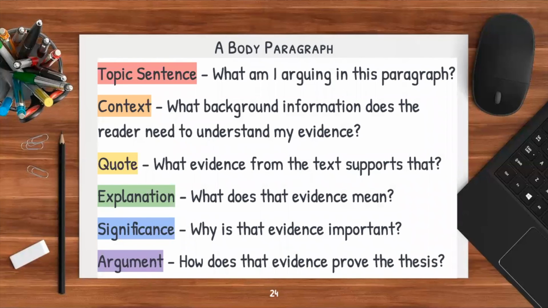To sum up the body paragraph and analysis, here are the parts we discussed again, this time phrased as questions. Sometimes that can be easier to help us wrap our brains around exactly what we're supposed to address. So you can think of a body paragraph in terms of: What am I arguing in this paragraph? What might the reader need to understand my evidence? What evidence from the text supports my argument? What does that evidence mean? Why is that evidence important? And how does that evidence prove my thesis?